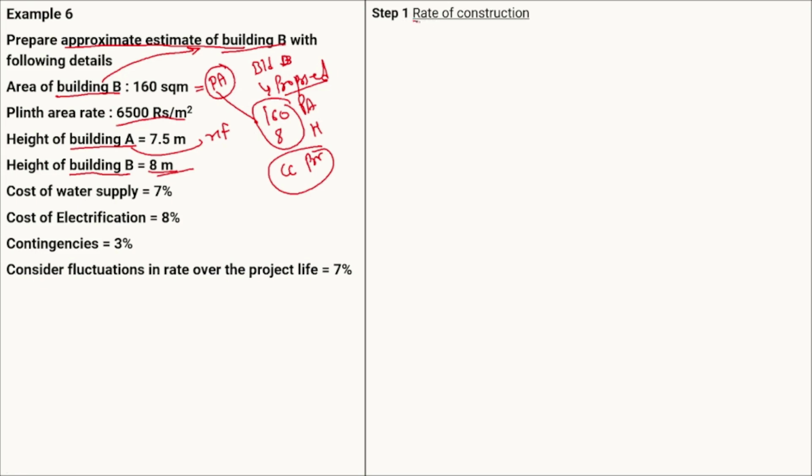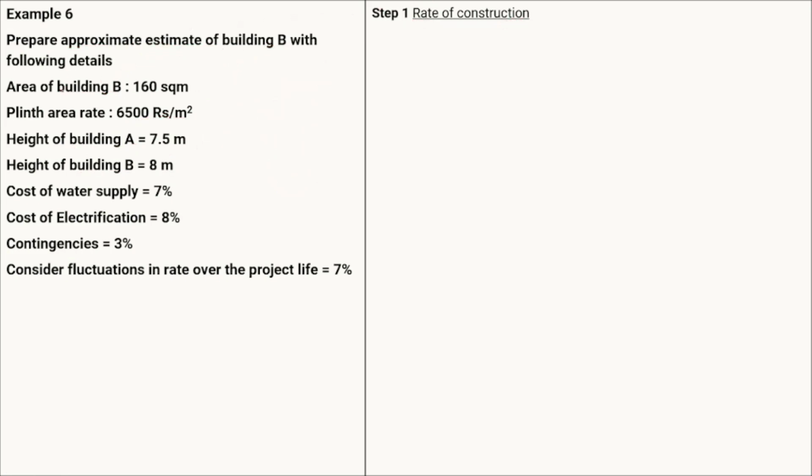Rate of construction should be the cubical content rate, but in our numerical the plinth area rate is given, not the cubical content rate. For building B, we have the area as well as the height, so we can easily calculate the cubical content. But therefore we require the cubical content rate. Here the plinth area rate is given, so we are going to convert the plinth area rate into the cubical content rate.